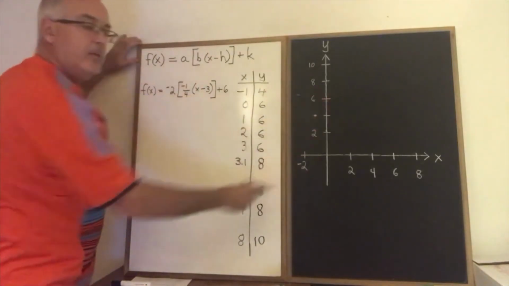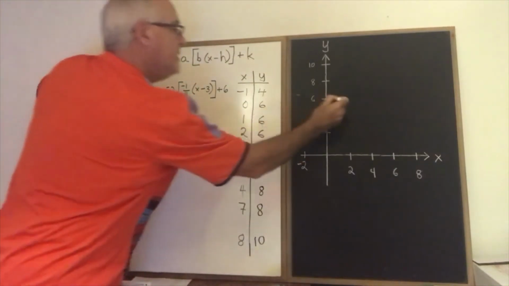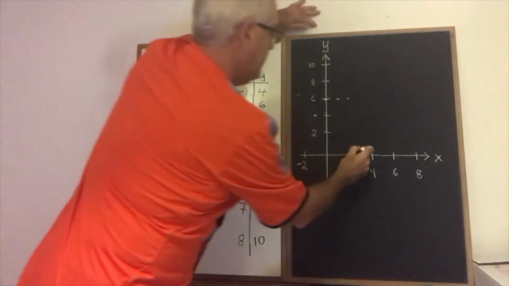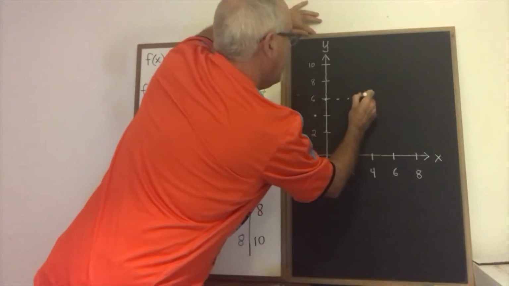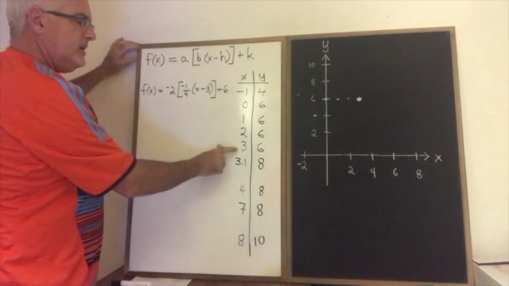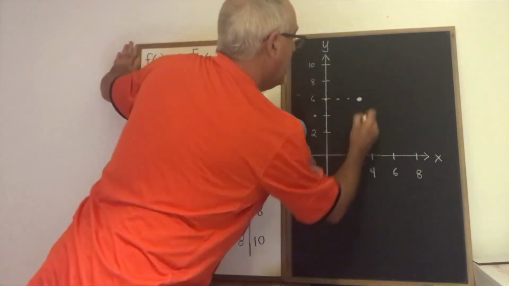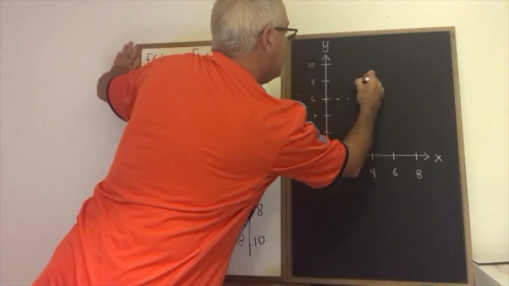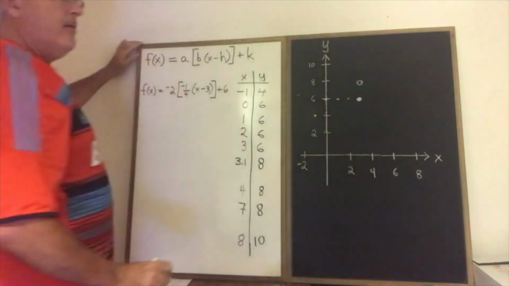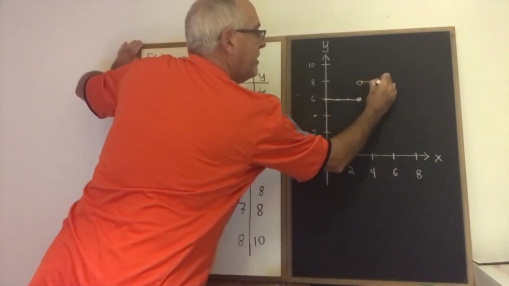I'm going to catch up on putting my dots on the graph now. 0, 6 is here. 1, 6. 2, 6. 3, 6. And that's where I know I need a closed circle. Because as soon as I go past 3 on the x-axis to 3.1, I'm getting a point where y is 8. So that tells me I need an open circle right there. And I can start drawing in my step, drawing in my bar.